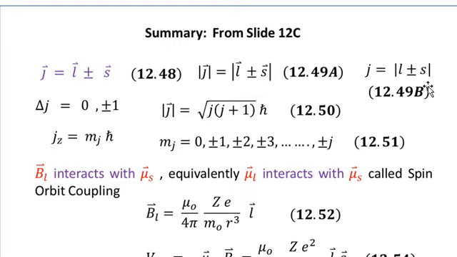For the case of a single electron, the value of S will be equal to half. So for an S electron, L will be equal to 0. For a P electron, L is equal to 1. For a D electron, L is equal to 2, and so on. So these quantum numbers can take these values.